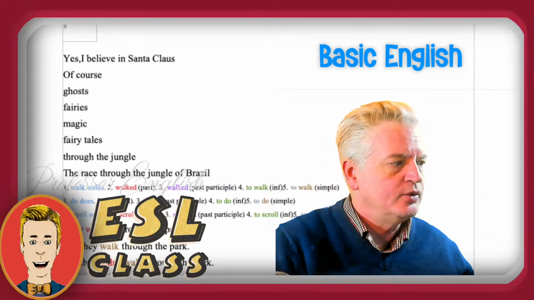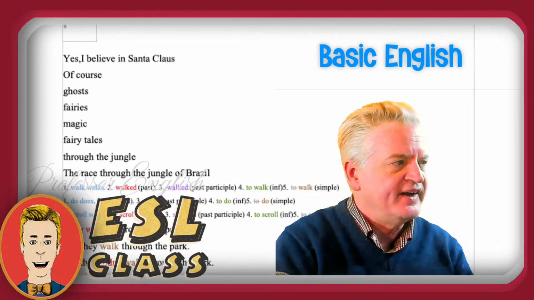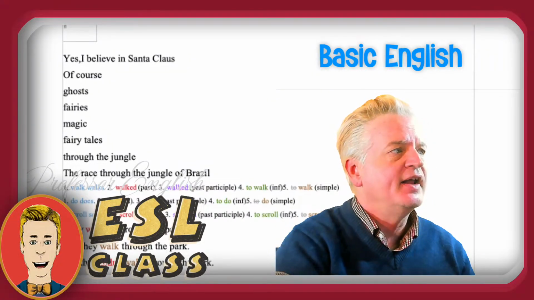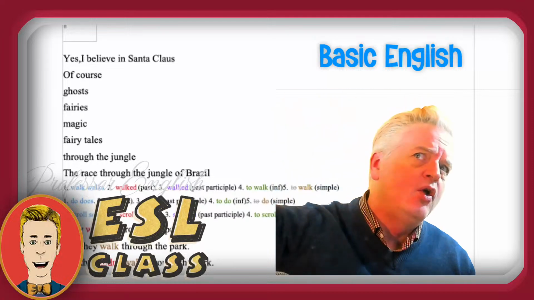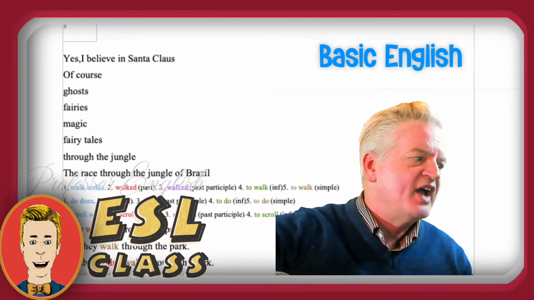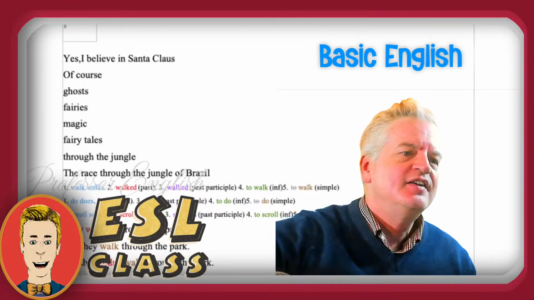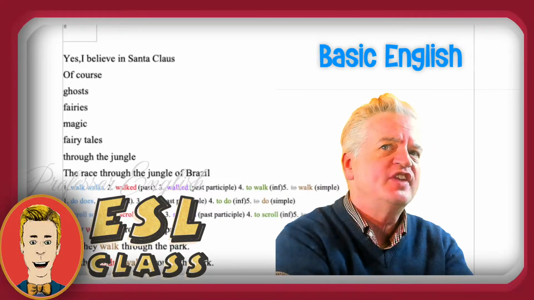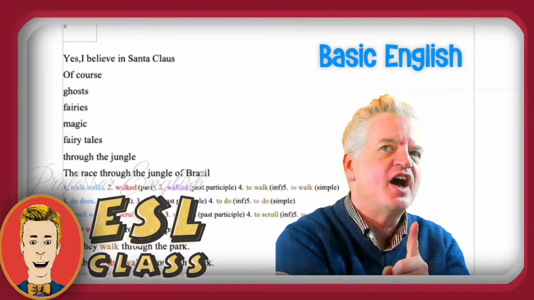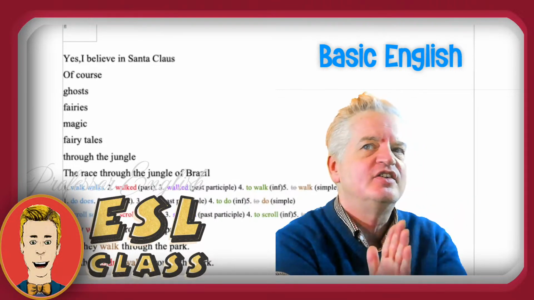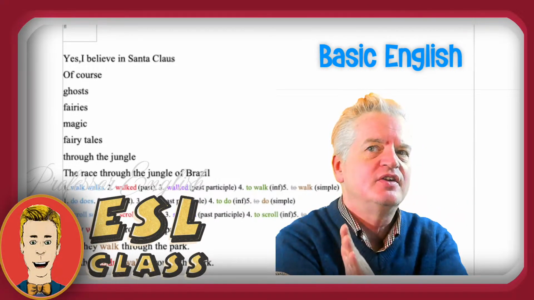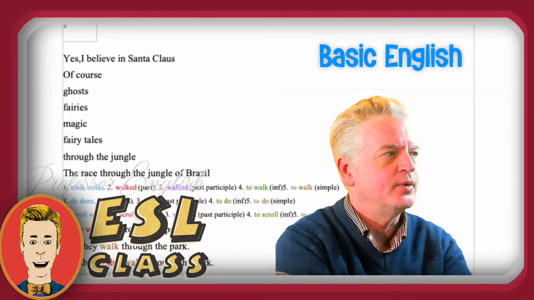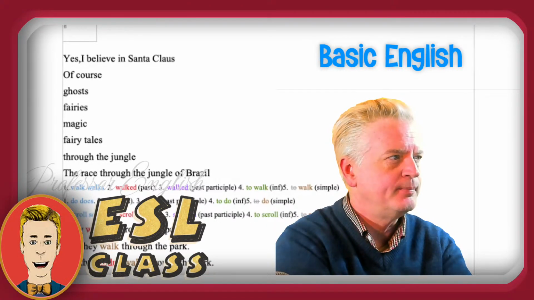1, 2, 3. Countable nouns are never alone. You always must have something. And in this case, we're talking about all ghosts. So you have to say, I believe in ghosts. That's very difficult to pronounce. Ghost. First you say ghost, and then you stop, and then you say s. Ghosts. Very difficult to pronounce that word in the plural.